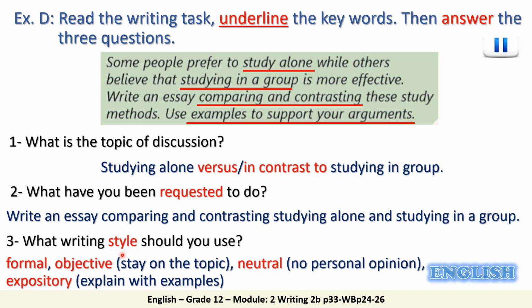How about the style of writing? Your style should be formal, and you should be objective. You should stay on the topic all the time. Don't be subjective. Don't write about yourself. Don't use the first person pronoun I. Stay neutral. Don't express your personal opinion or emotions. And the style also should be expository, which means you should give explanations with examples in order to give justification to the main idea being discussed.